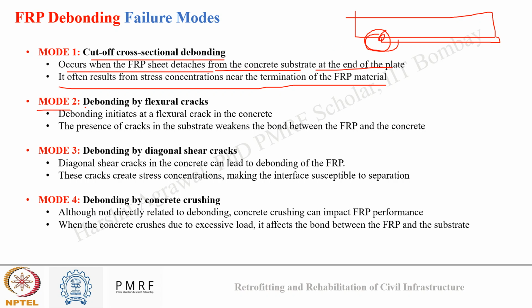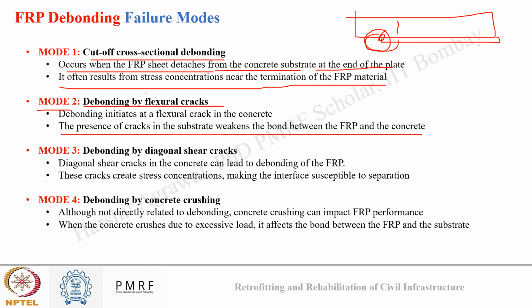Second mode of failure is debonding by flexural cracks. Here debonding is initiated at the flexural cracks in the concrete. The presence of cracks weakens the substrate and weakens the bond between the FRP and the concrete material. So if flexural cracks are developing, they can cause debonding between the FRP and the substrate.